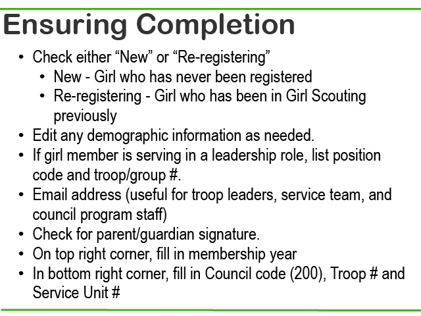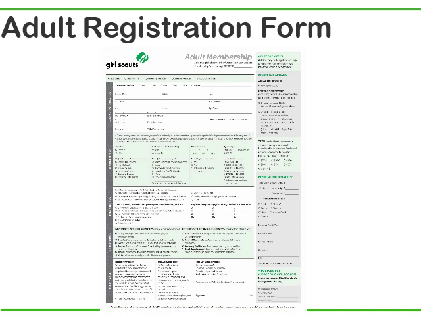On the top right corner, make sure that the correct membership year is filled in. On the bottom right corner, please fill in the council code of 200, the troop number, and the service unit. And remember that the service unit is 6 plus the service unit number. The same guidelines apply to the adult registration. However, if the adult is registering as an individual, not affiliated with a troop, just leave that space blank and code them to the service unit.